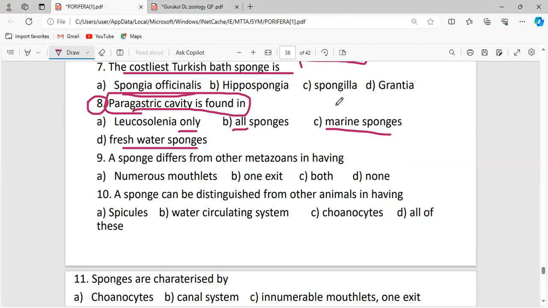Very good. These are the basic parts of the canal system. That is why I explained all the parts of the canal system. Of course, the canal system is a characteristic only of sponges. The paragastric cavity, or spongocoel, is definitely present in all sponges. So no doubt it is found in all sponges. Clear? Next. Sponges differ from other metazoans in having numerous mouthlets, one exit, both, or none.